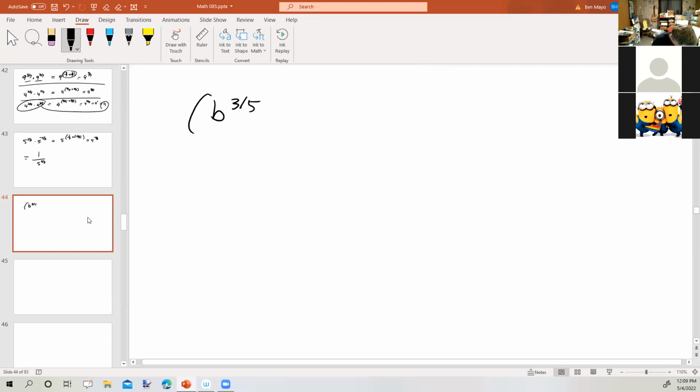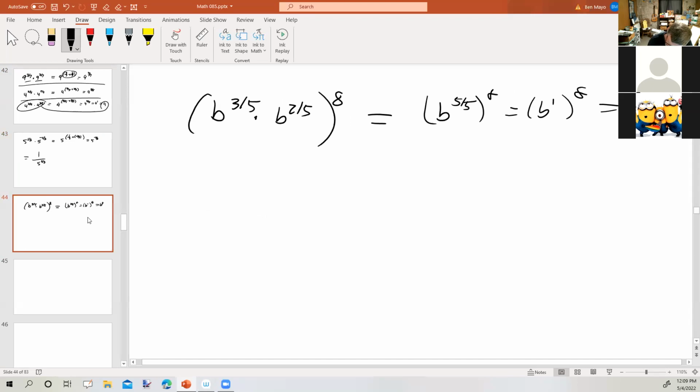b to the 3/5 power times b to the 2/5 power, all to the 8th power. Order of operations, inside grouping symbols first. Well, inside I'd have b to the 5/5, which is b to the 1, or just b, and then to the 8th power outside. So final answer, b to the 8th power. Here, okay. All right with that? Yes. Okay.